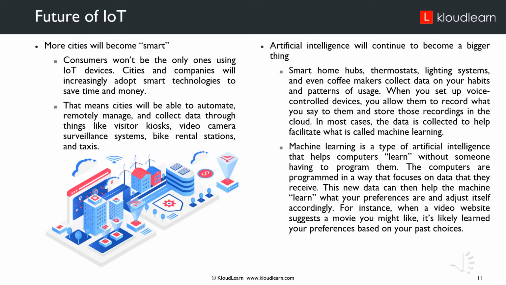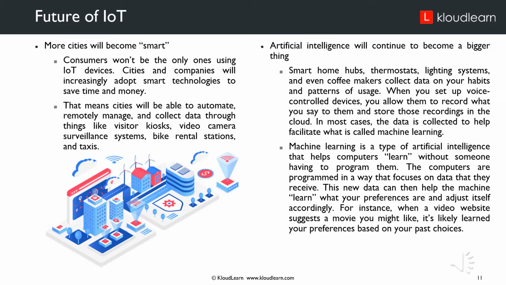Artificial intelligence will continue to become a bigger thing. Smart home hubs, thermostats, lighting systems, and even coffee makers collect data on your habits and patterns of usage. When you set up voice control devices, you allow them to record what you say to them and store these recordings in the cloud. In most cases, the data is collected to help facilitate what is called machine learning.